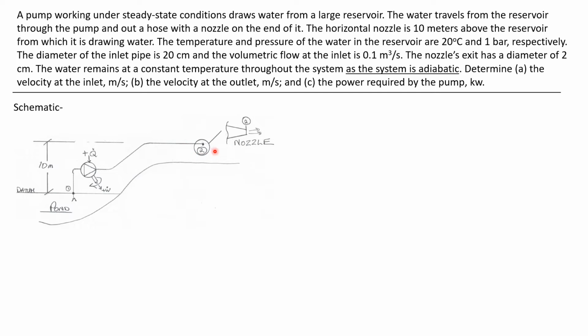So if we blow up this exit and look at where state 2 is, state 2 is defined at the very tip of the exit. It's where the water comes back into the atmosphere.